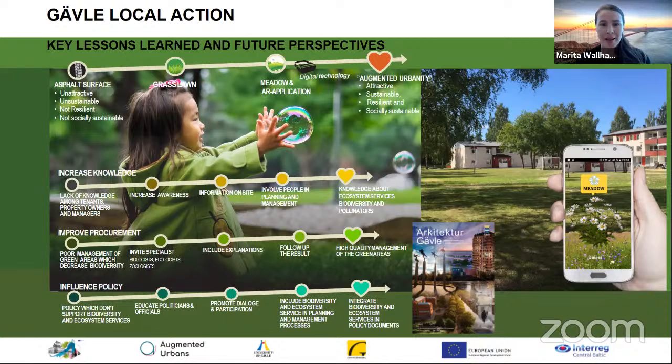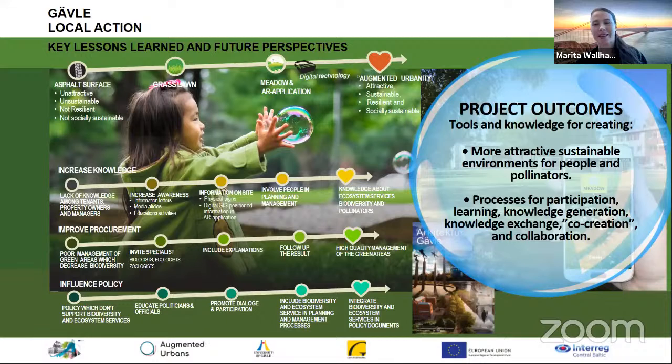So to summarize, with all the things we learned, we think that the project outcomes have been mainly that we have been using and learning more about tools and getting knowledge for creating more attractive, sustainable environments for people and pollinators. In our project, it was mainly with the meadows and mini gardens and inventory of site, but also the technology is very promising in this area. And then also the processes for participation, learning, knowledge generation, knowledge exchange, co-creation and collaboration is something we take with us from this project. We hope that others can learn from it and that it can be used more.